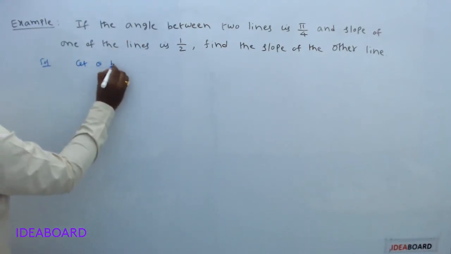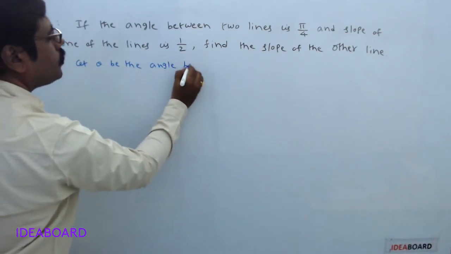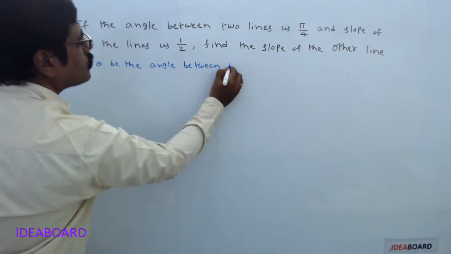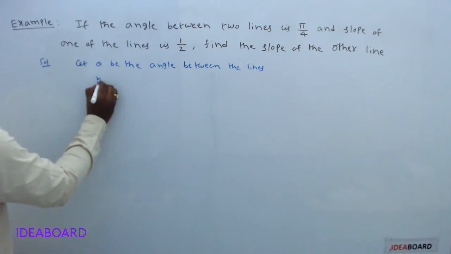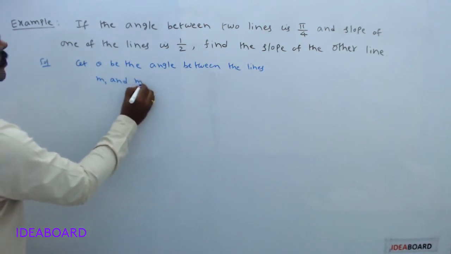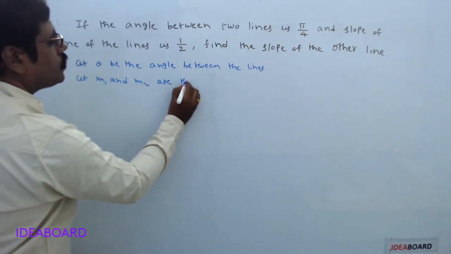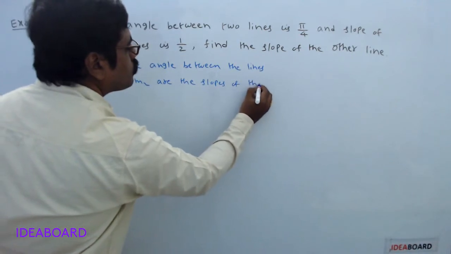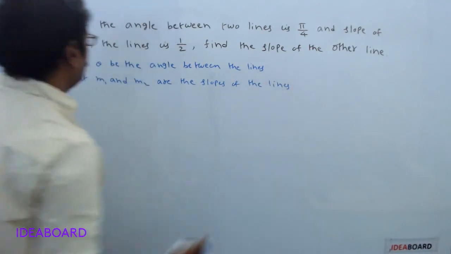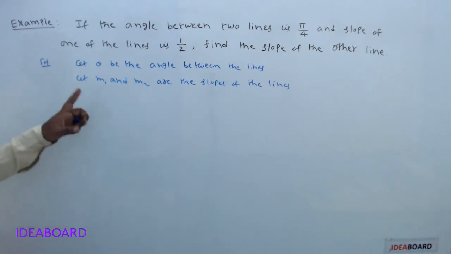Let theta be the angle between the lines. Let m1 and m2 be the slopes of the lines. What is the assumption? Let theta be the angle between the lines. M1 and M2 are the slopes of the lines.